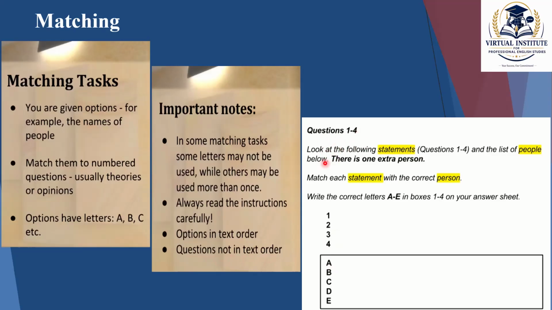Look at questions 1 to 4. Look at the following statements from question 1 to question 4, and the list of people below. There is one extra person, which means that person is not even discussed in the passage, and you should not pick him as your option. Match each statement with the correct person. So you have four persons and four statements, and you have to match each one of them.